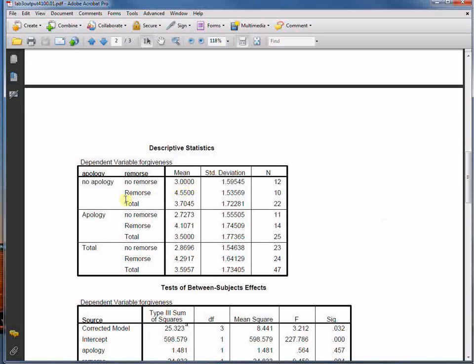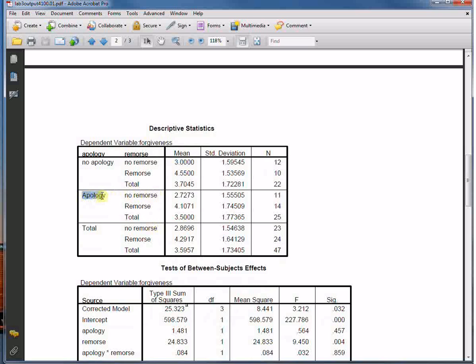So the first place we look is our table with descriptive statistics. This has it broken down into the different conditions. These are the people who did not apologize and either showed no remorse or were remorseful. These means are for forgiveness, rated on a 7-point scale from 1 to 7, so higher numbers mean more forgiveness. We can see that at 4.55, they're more forgiving when there is remorse compared to when there's no remorse, even if there's no apology.